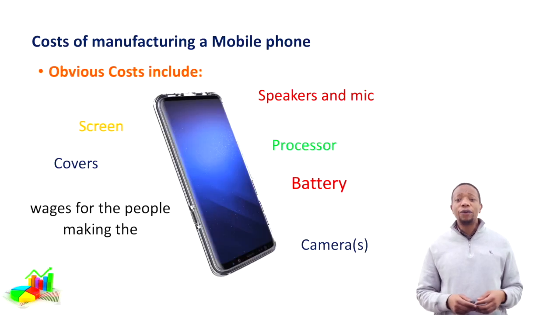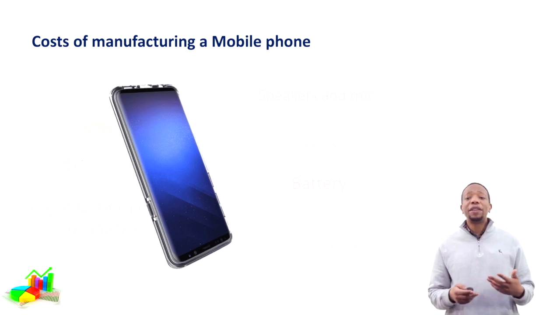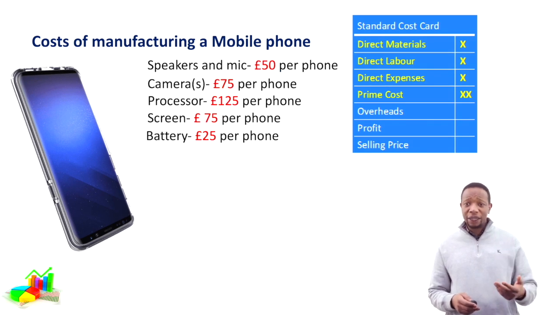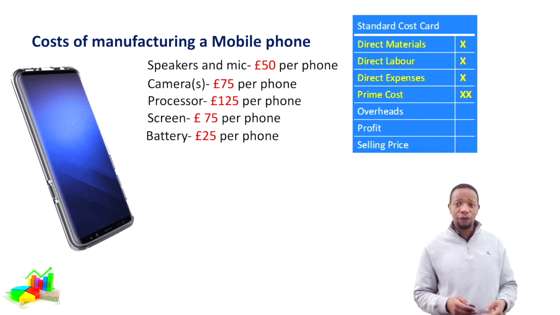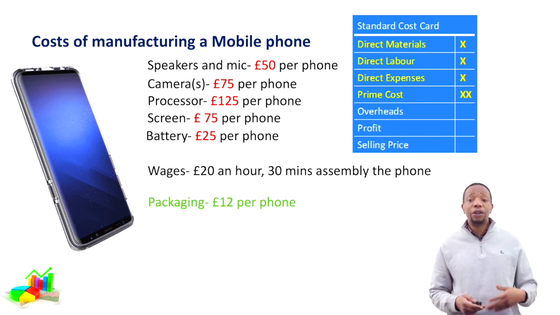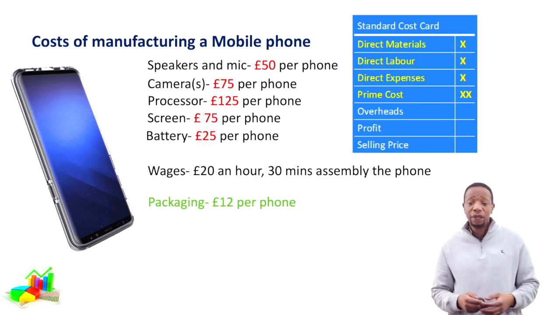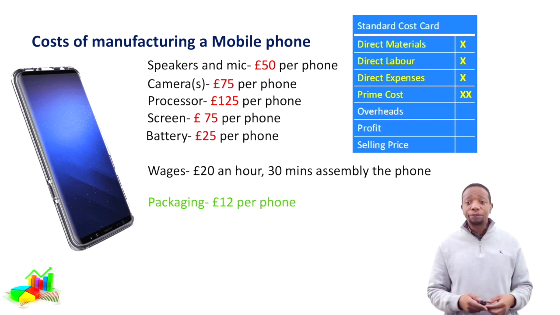We go back to our phone example where we had the obvious costs. Now, say you're given information like this. You have information like maybe your speaker and your mic are £50, camera 75, and you're given that list of the cost. You might also be given your wages, £20 an hour, someone who's taking 30 minutes to assemble the phone. You might be given packaging, maybe the box that the phone comes in, £12 per phone.